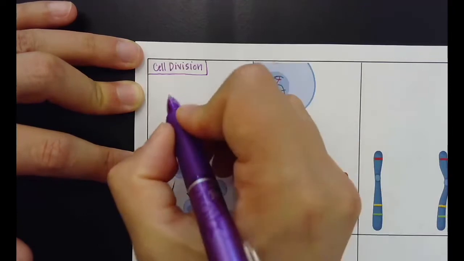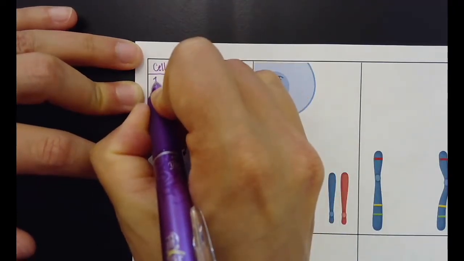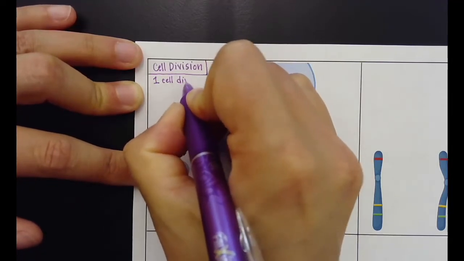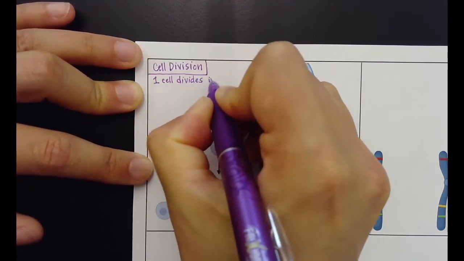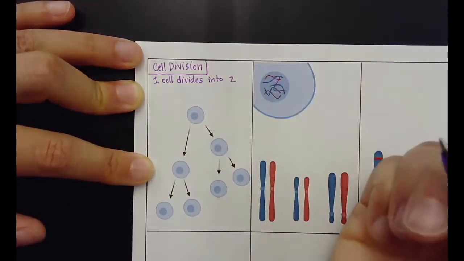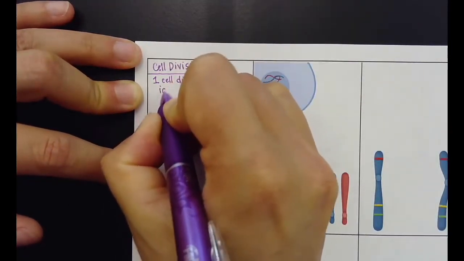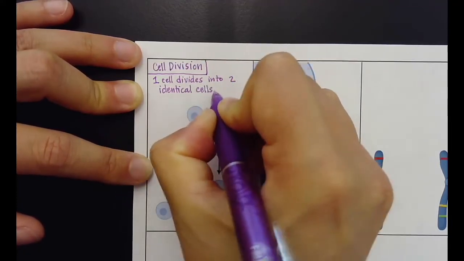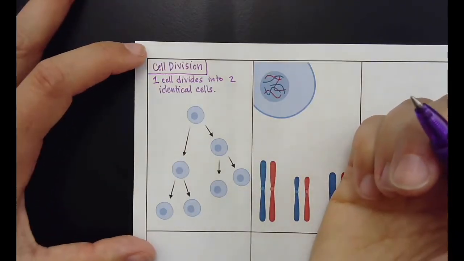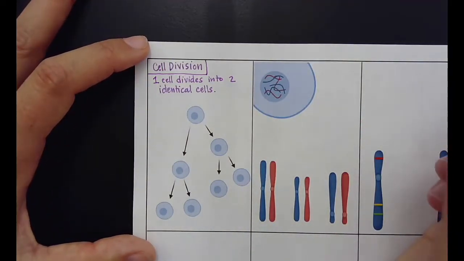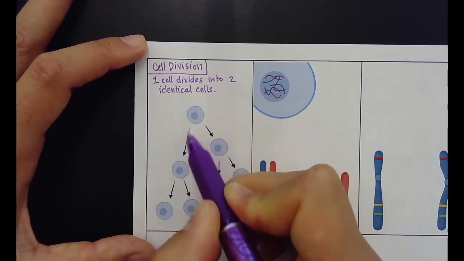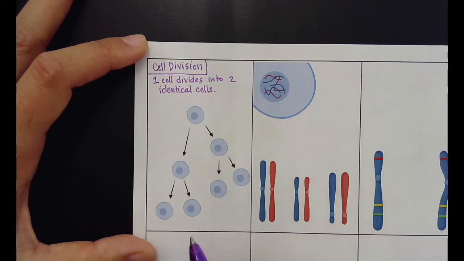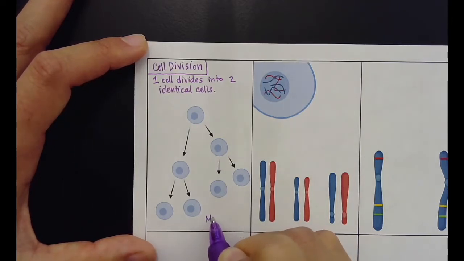And cell division, in this case, is when one cell divides into two and the two cells are identical. They're identical to themselves and they're identical to the original cell. So that's what I have here. I've got one cell and it divides into two. Each of those then divide into two as well. And this process is also called mitosis.